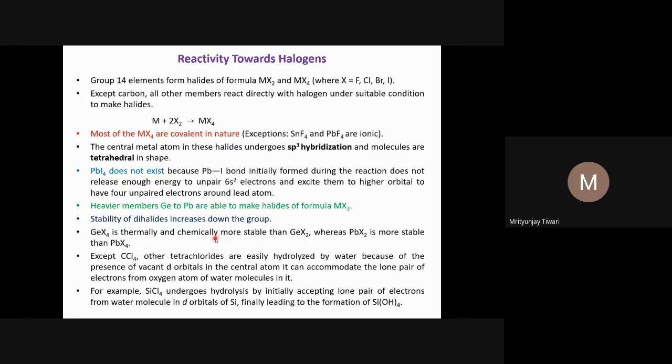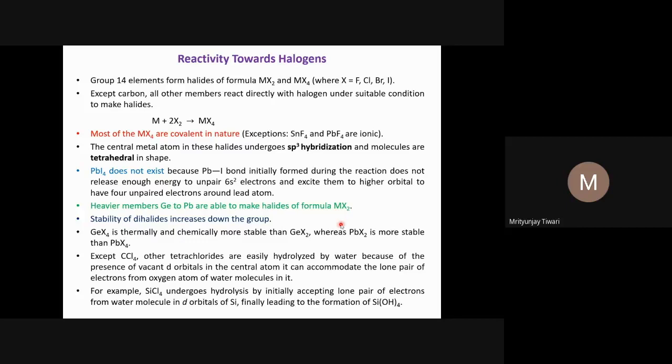The heavier members, germanium to lead, are able to make halides of formula MX2. The stability of dihalides increases down the group because of the inert pair effect, and so dihalides can exist only from germanium to lead. Carbon and silicon do not form dihalides, as we have seen earlier, because they are not stable in the +2 oxidation state, and the dihalides have the elements in the +2 oxidation state. So MX2 formation for carbon and silicon does not exist. But for germanium to lead, such compounds can be formed, and their stability increases down the group.